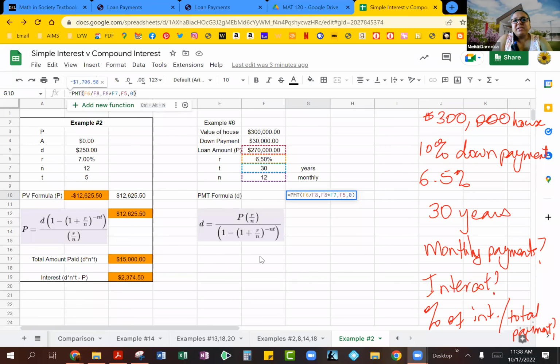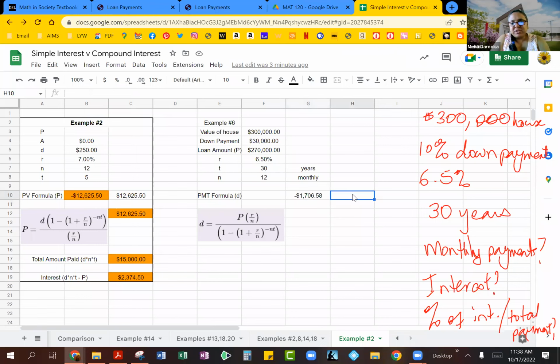And then remember how these functions always give you a negative answer, just the way they are designed, but we know it's a positive number because that's how much we'll be paying. So I'm just going to type that number right next to it and make it a positive number. 1706.58. So you can see we are making monthly payments of about $1,700, right?